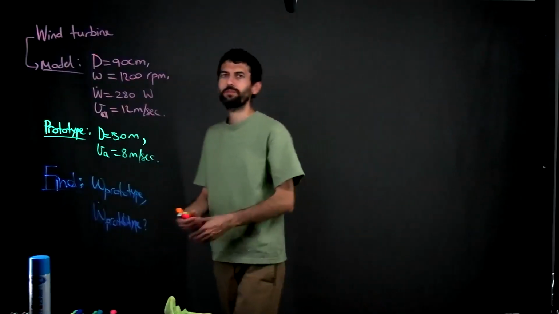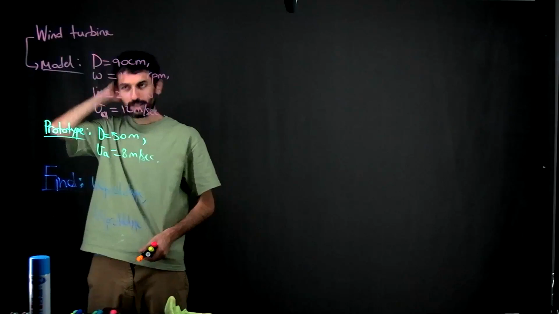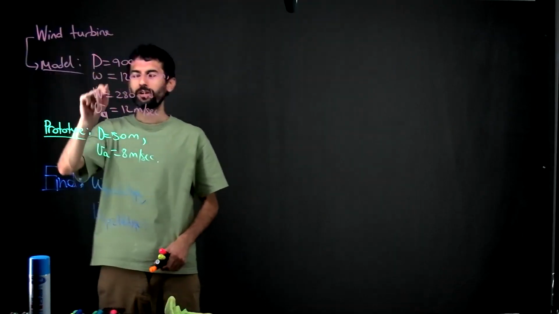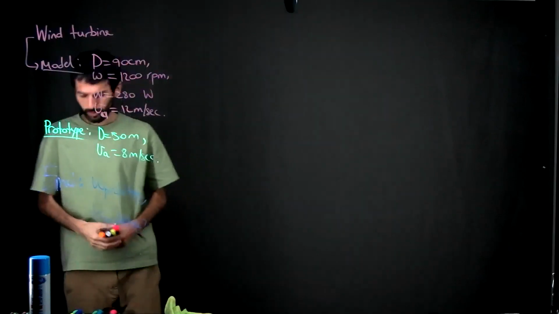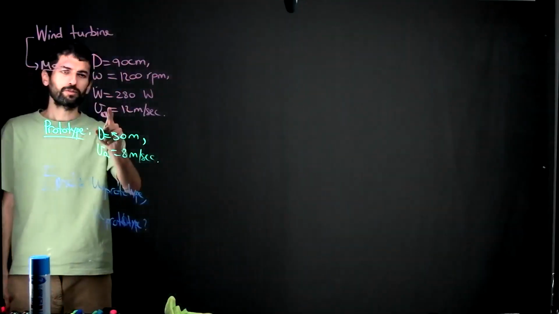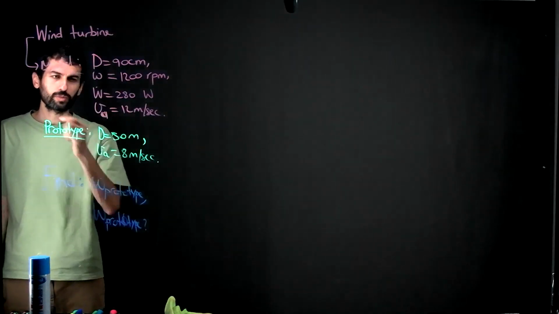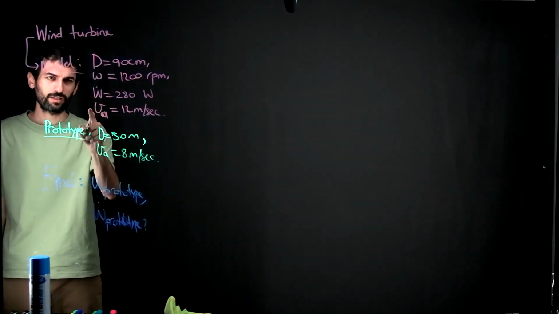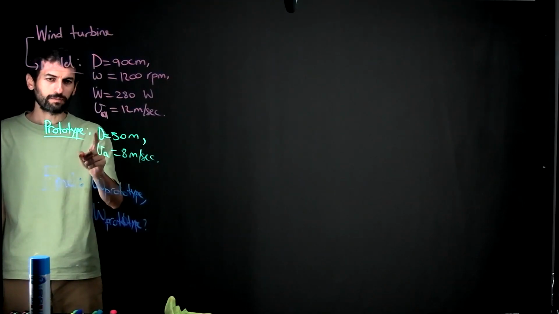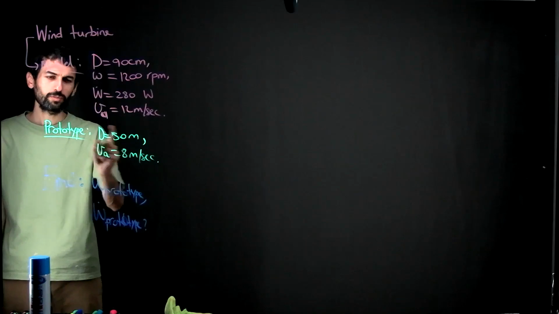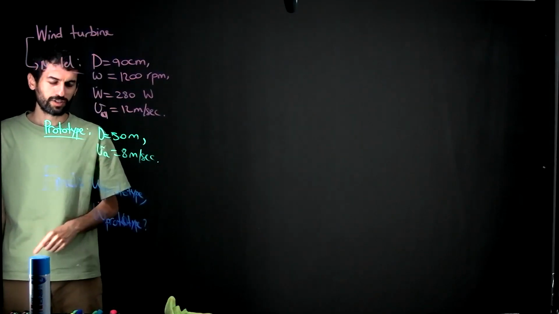So we have a problem on dimensional analysis. The problem says that there is a model wind turbine with a diameter of 90 centimeters, a rotational speed of 1200 RPM, and power of 280 watts, and the velocity of the wind is 12 meters per second. Okay, this power is at this wind speed. And then we have the prototype diameter, which is 50 meters, and the wind velocity at 8 meters per second.